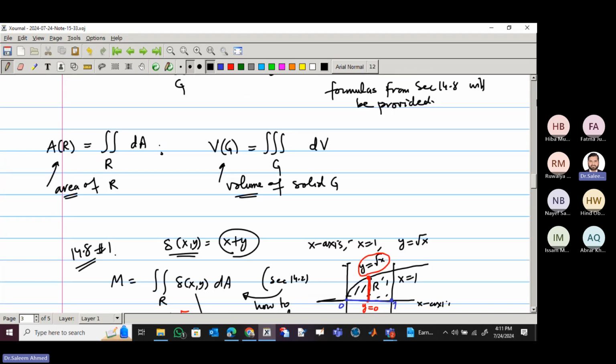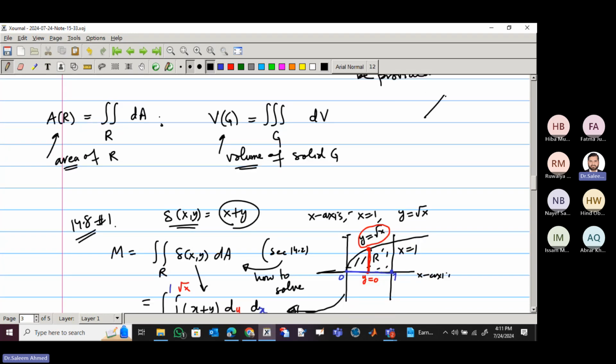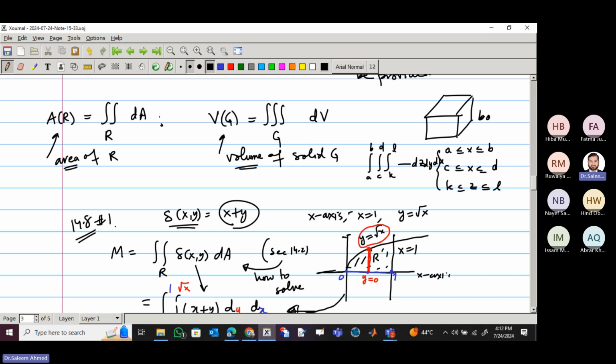But remember, if the region is a box only, no curves there, then the limits are always constant. Then you just see where x goes from. Your x may go from a to b, y may go from c to d, and z may go from k to l. Then these limits are very easy. If these are constant limits, you can start with anything. You can write z going from k to l, then y from c to d, then x from a to b. So for a rectangular box, the limits are very easy.